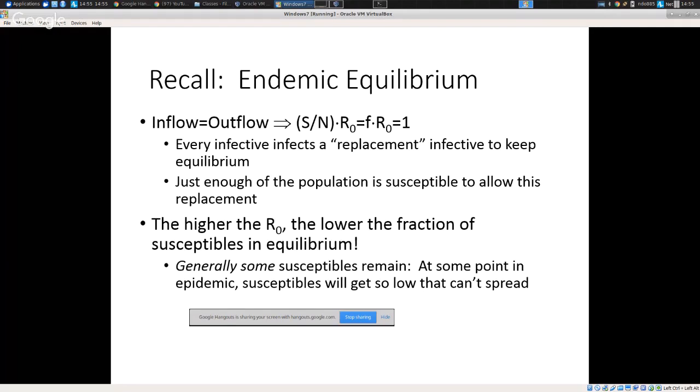And I argued that R0 is R star for the very specific case where S equals N. And therefore, it follows that if we call S over N F, then R star is just R0 times F. And we noted that the disease will die down if R star is less than 1.